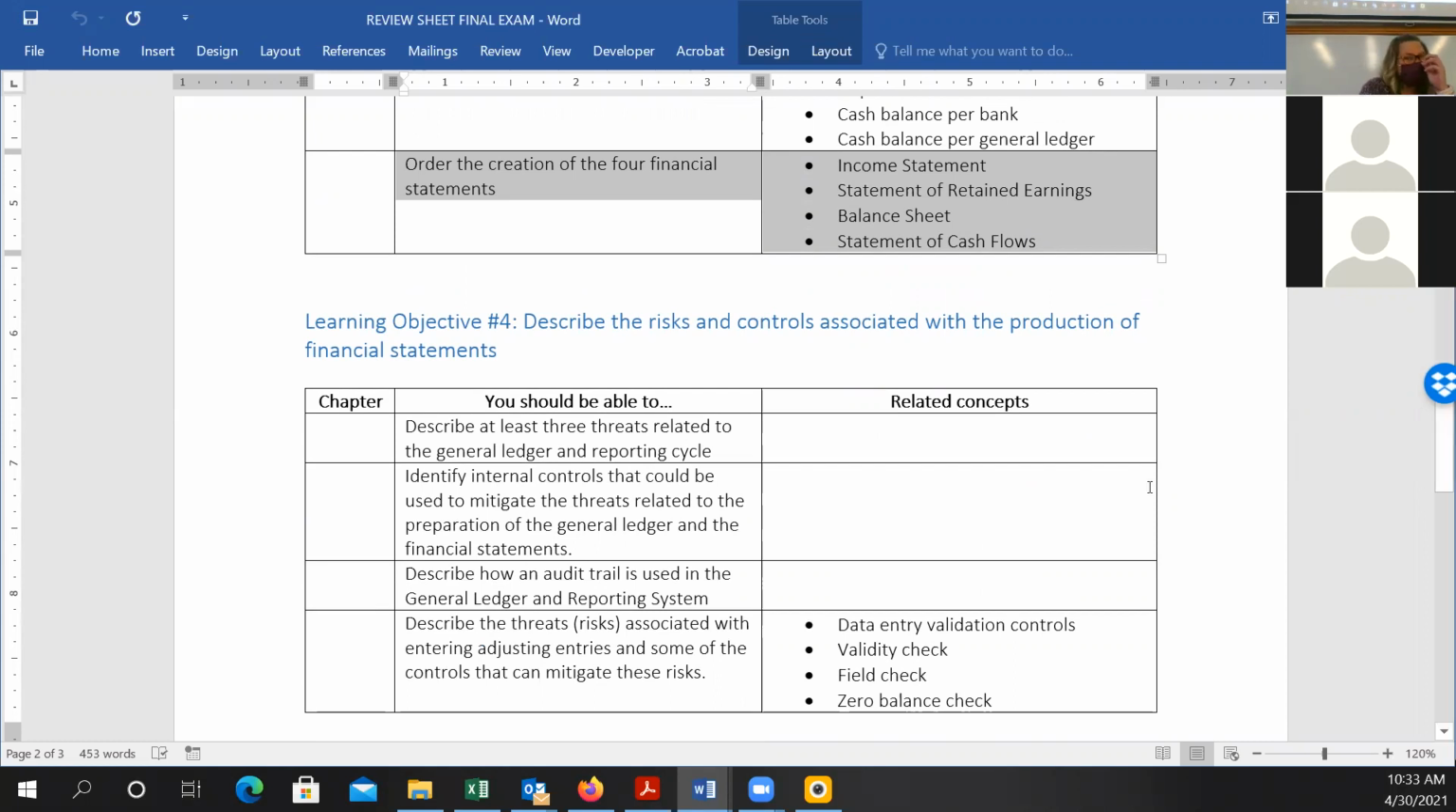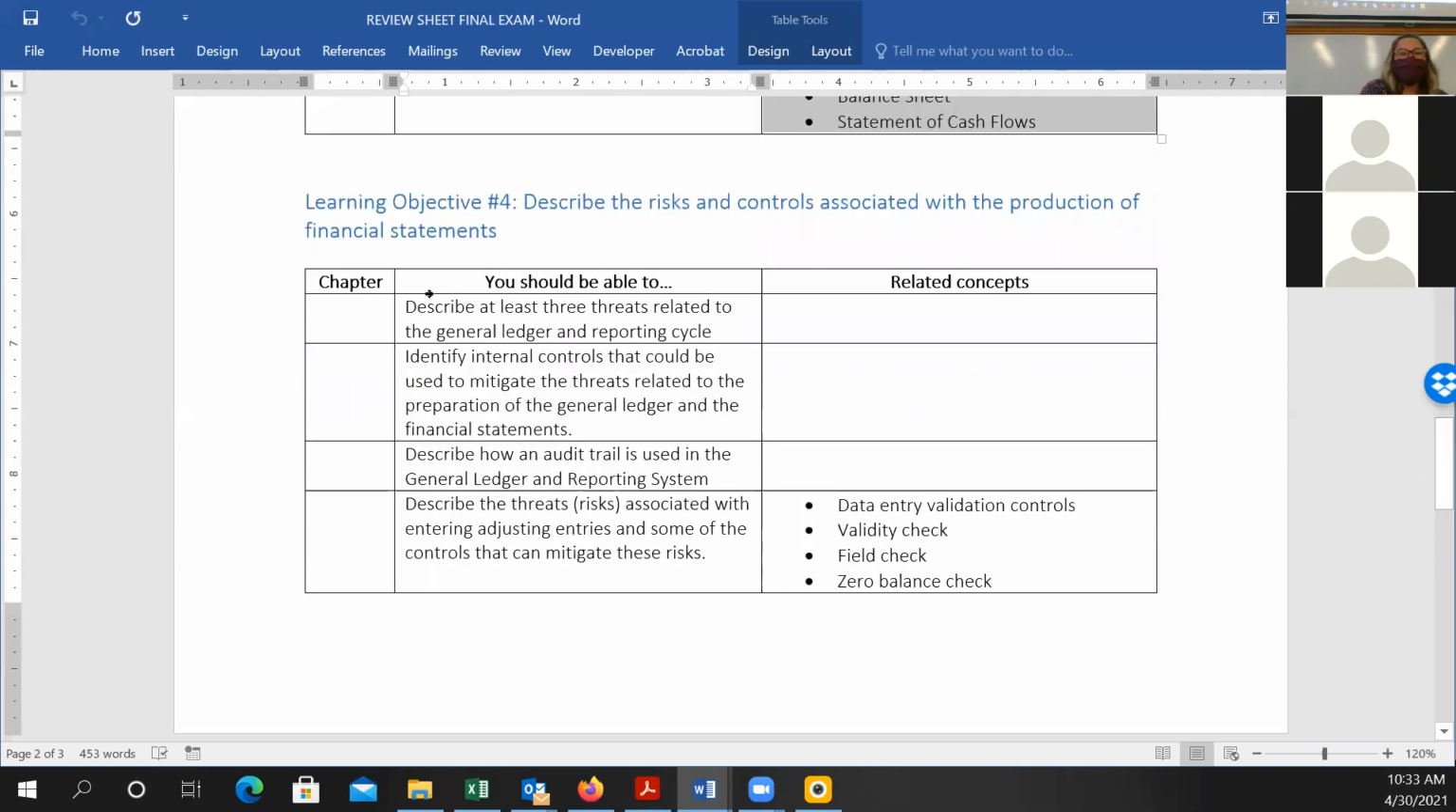Finally, the controls associated with the production of financial statements. You should be able to describe at least 3 threats related to the general ledger and reporting cycle. That sounds like it could be an essay question. Could be. Identify internal controls that could be used to mitigate the threats related to the preparation of the general ledger and the financial statements. That also sounds like it could be an essay, just if I were to take a guess.